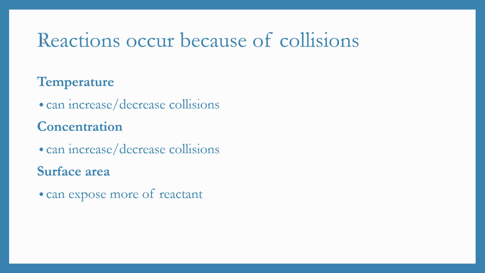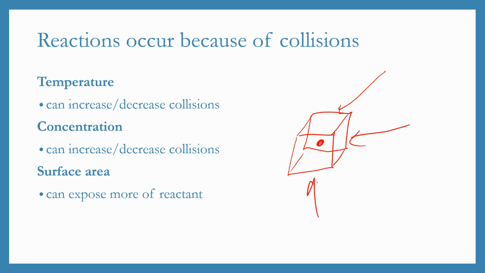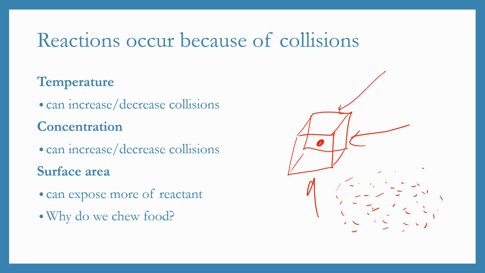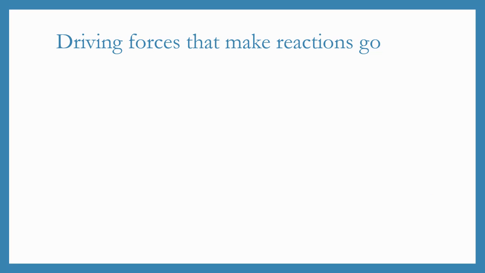And surface area. Think about how if I put a block of something, the stuff in the middle of the block can't be exposed. The only thing that's exposed to a reaction is the outside. Whereas if I grind that up into a fine powder, now I've got much more surface area, much more ability for everything to react at once. So surface area, and that's actually, if you think about it, why we chew our food. We want to increase the surface area of that food so that it can be digested by your body.